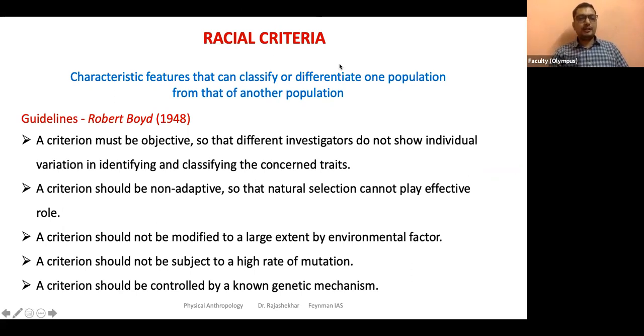So the criteria must be objective. Criteria must be objective in nature, not subjective, so that different individuals, different investigators or researchers don't show individual variation. They should not add individual bias to this. So this classification must depend on an objective method, not a subjective one, so that there won't be individual differences in studying this population.